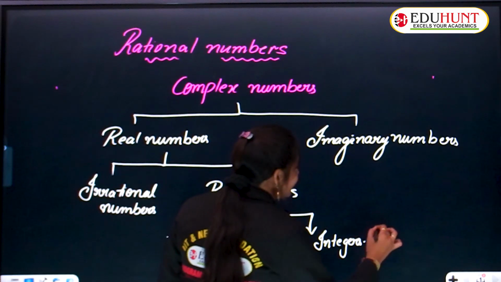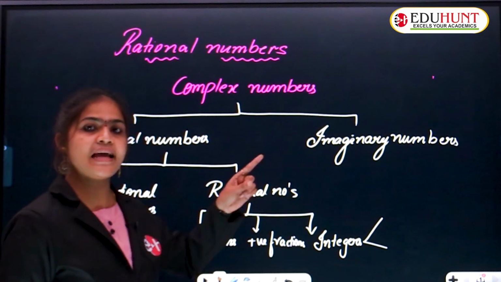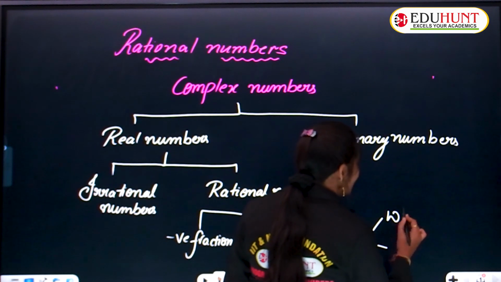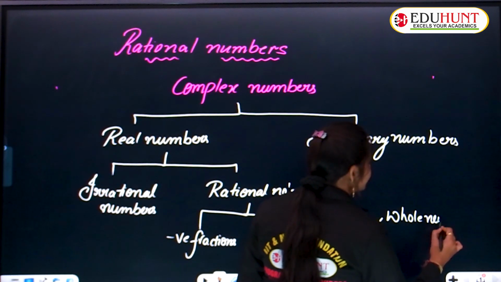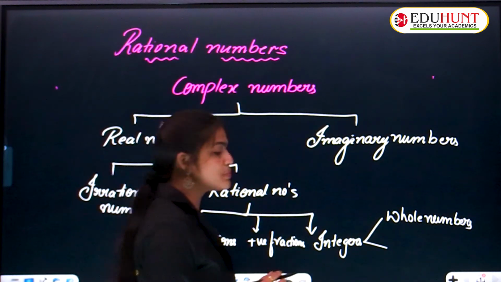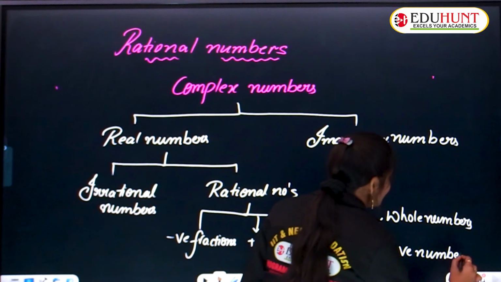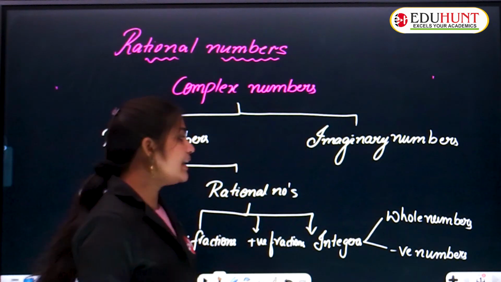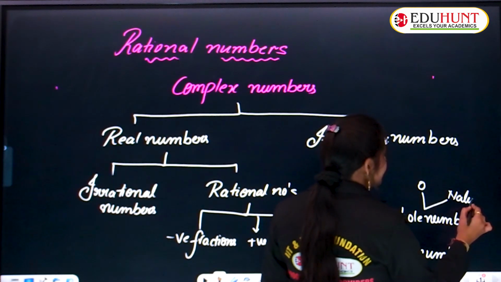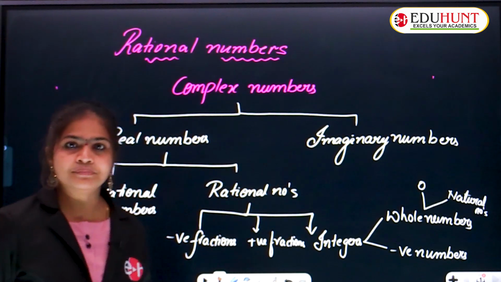We know that in integers we can observe positive natural numbers, negative natural numbers, along with 0. So how can we write this? In integers we can observe whole numbers and negative numbers. And in whole numbers, we know that whole numbers are the combination of 0 and natural numbers. So this is the flow chart of the types of numbers.